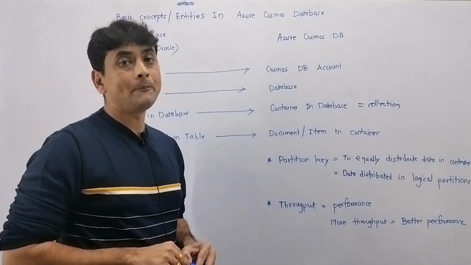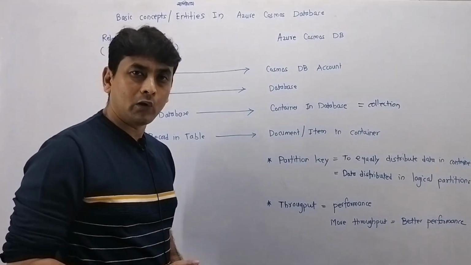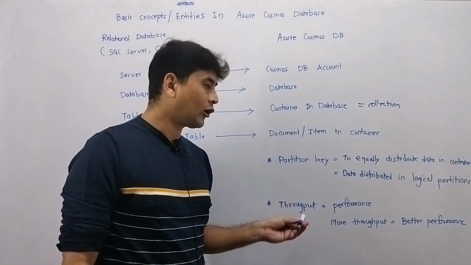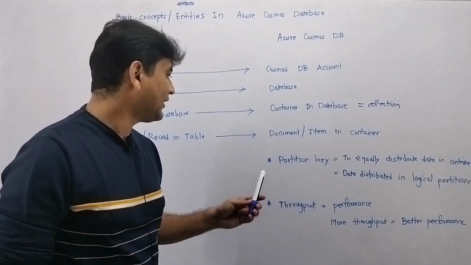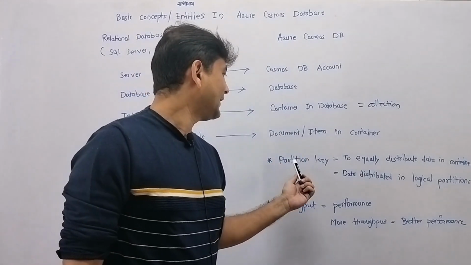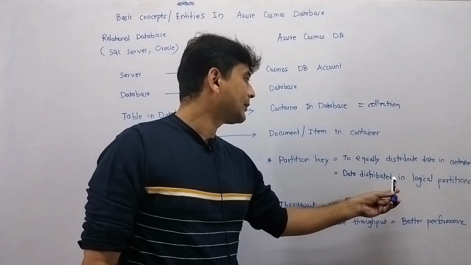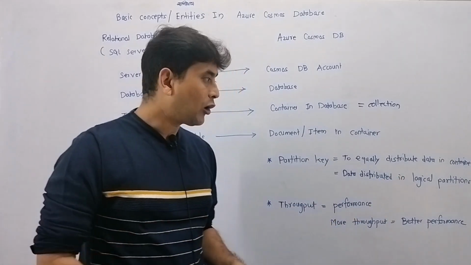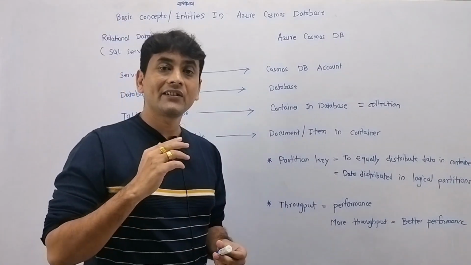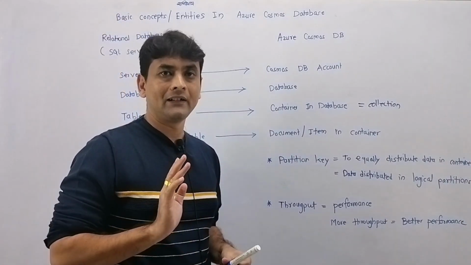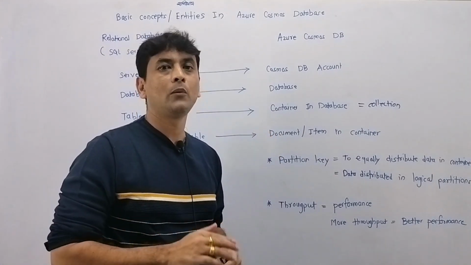Now there are a couple of important concepts in Cosmos Database, that is partition key and throughput. As of now, we'll just have an overview of these concepts, but in our upcoming videos, we will discuss this in well detail. So first we have this partition key. It is used to equally distribute data in a container, and the data gets distributed in logical partitions. And because we have this partition key, and because data is distributed in logical partitions, it's really fast to retrieve that data. And that's why Cosmos Database can handle a huge amount of data and performance is really fast.